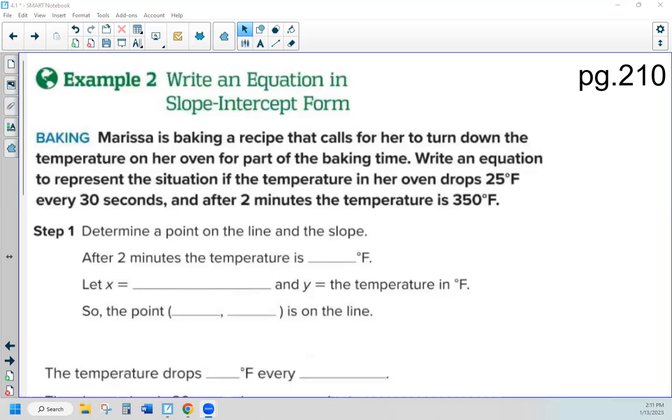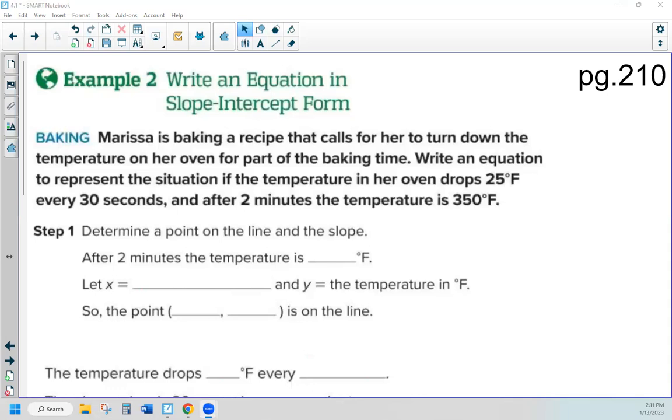Marissa is baking a recipe that calls for her to turn down the temperature on her oven for part of the baking time. Write an equation to represent the situation if the temperature in her oven drops 25 degrees Fahrenheit every 30 seconds, and after 2 minutes, the temperature is at 350 degrees Fahrenheit.